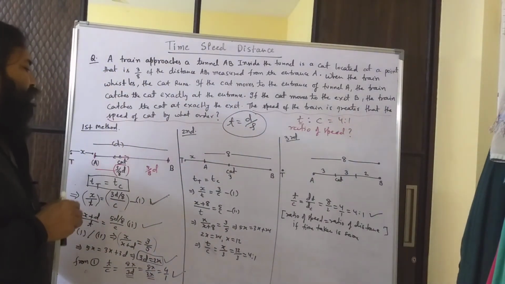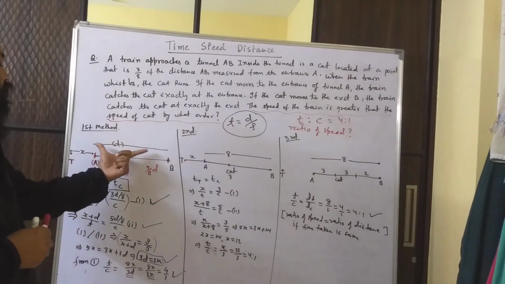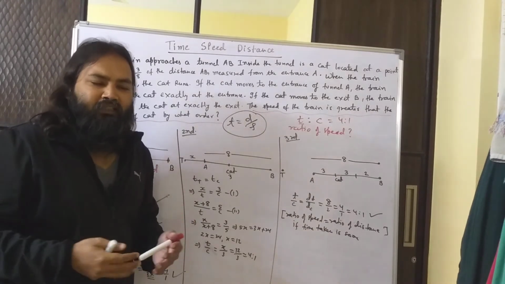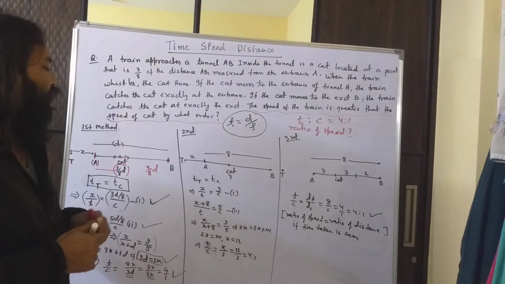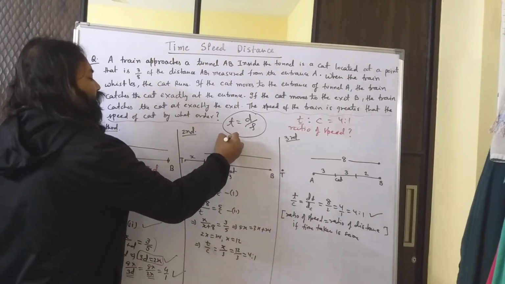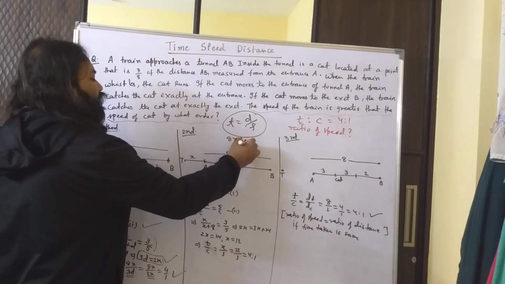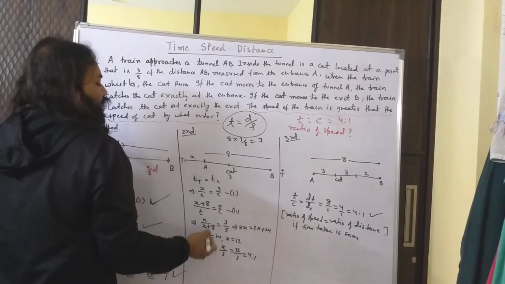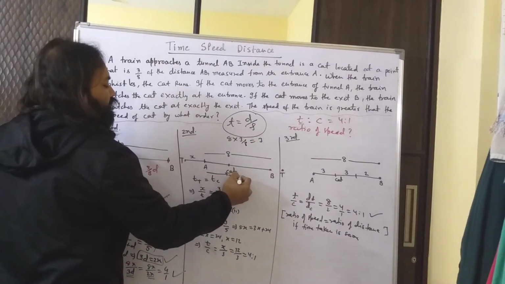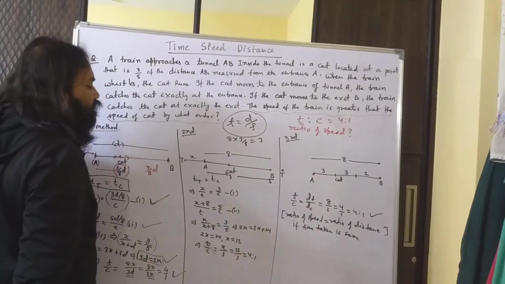Now it is not necessary for me to take this distance as d only. I can very well take it as 8. Now you will say, why 8? Because the distance is 3 by 8. So if I take this distance as 8, then 3 by 8 of 8 is 3 itself, and in that case this distance becomes 3 and this distance becomes 5, correct?